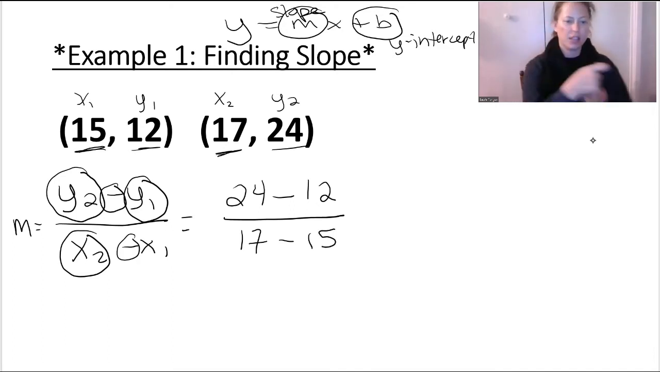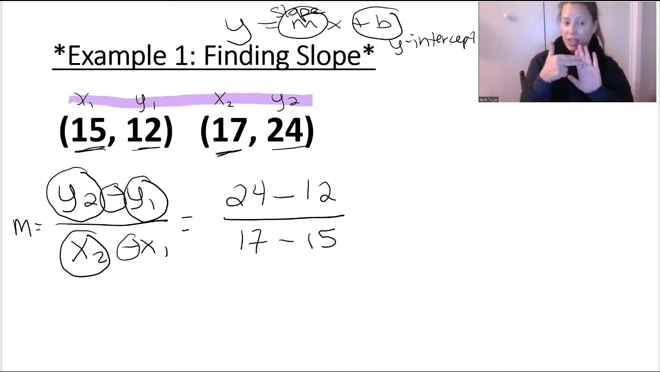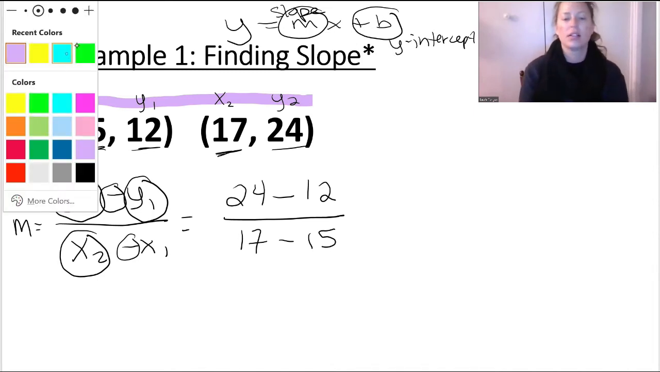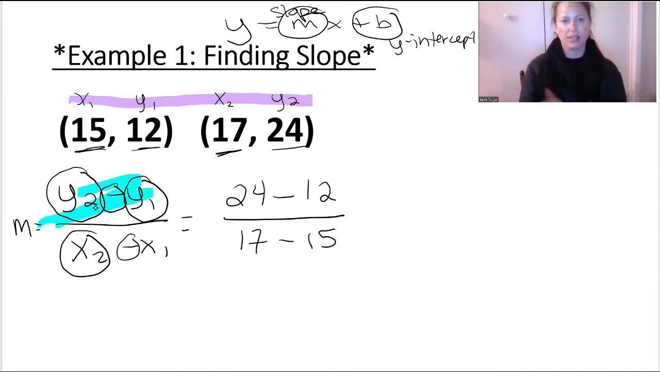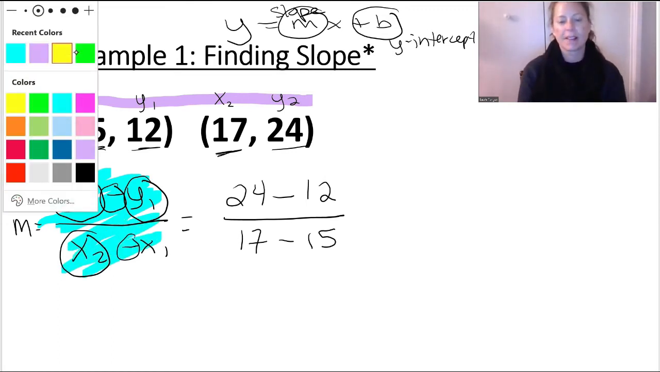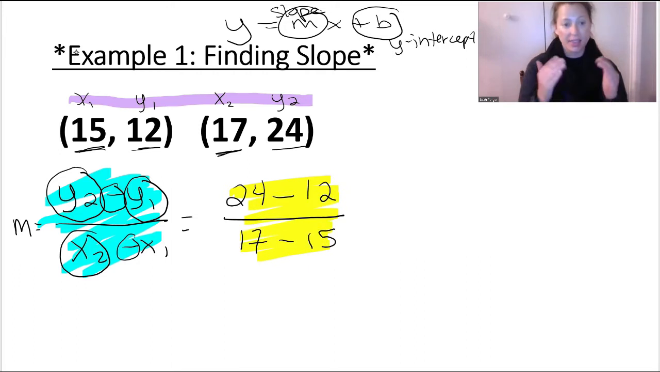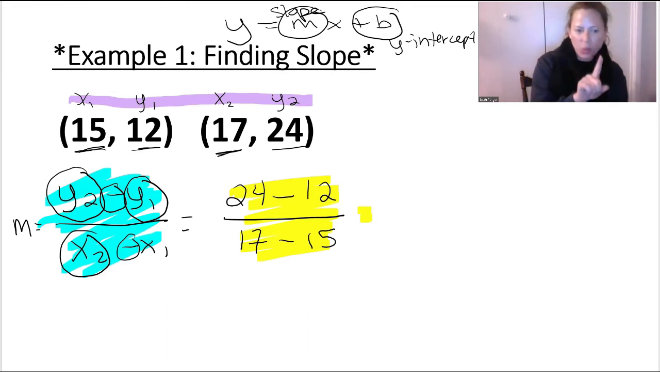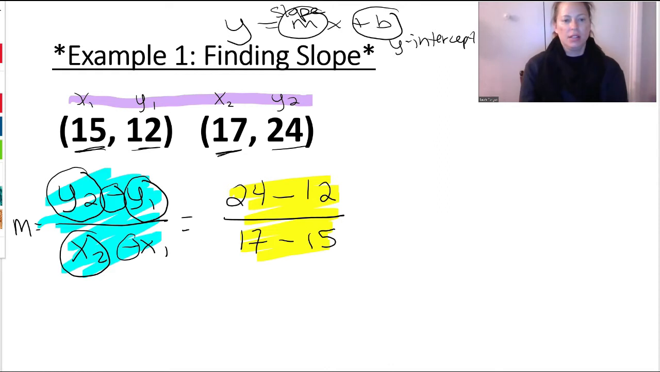So all I did was, first, I labeled my x1s and y1s. Okay. Then I wrote down my formula right here. Okay. And then I plugged everything in, according to how I labeled my x1 and y1 and so on. Now what I'm going to do is I'm just going to simplify. I'm going to keep going.